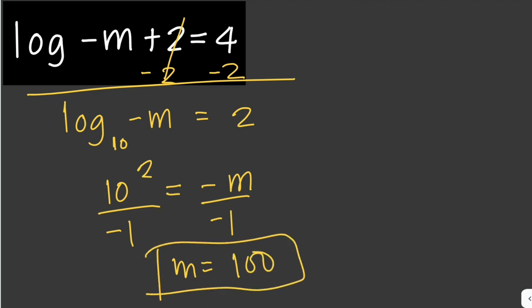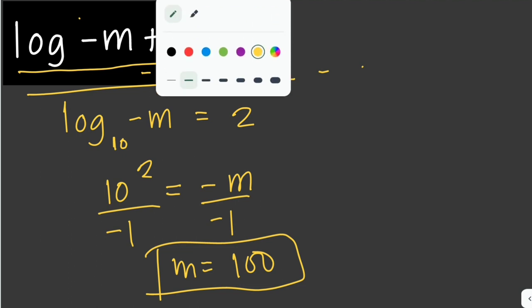You might be confused because of the given equation here, logarithm of negative m plus 2. You might think that this is logarithm of negative m plus 2, but it is not enclosed in a parenthesis. So that means the positive 2 here is separated from the logarithm of negative m. Then let's solve another problem.